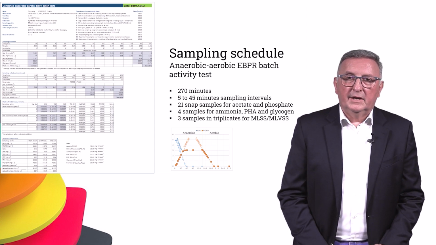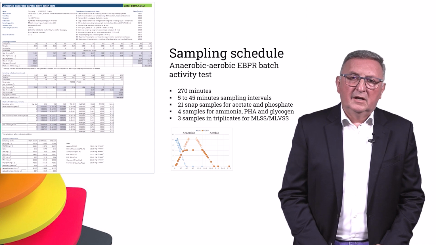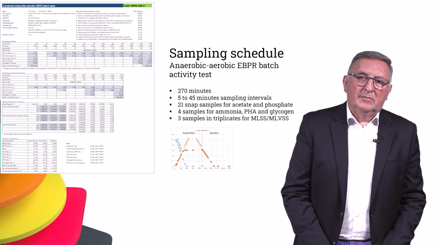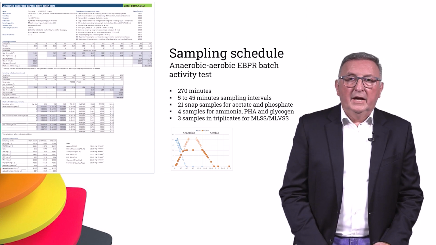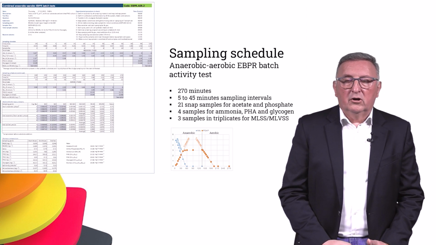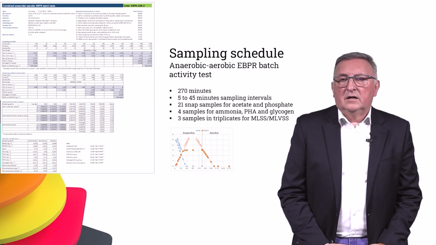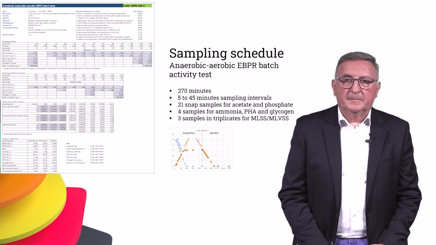And we took 3 samples in triplicates for mixed liquor suspended solids and mixed liquor volatile suspended solids. Why 3 samples? Because we take a sample at the beginning and at the end of each phase, so in total 3 samples. And triplicates, because normally when you analyze solids of the biomass, you need to perform at least the test in triplicates so that you have higher accuracy.